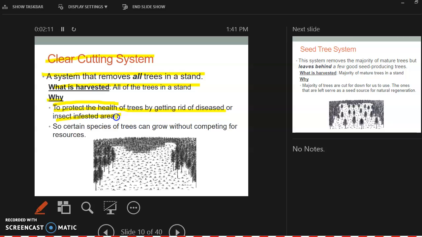So maybe you have a section of your forest that is infested with a disease that is causing your trees to die. You're going to go ahead and just clear cut that section so that way you don't have to worry about it anymore.